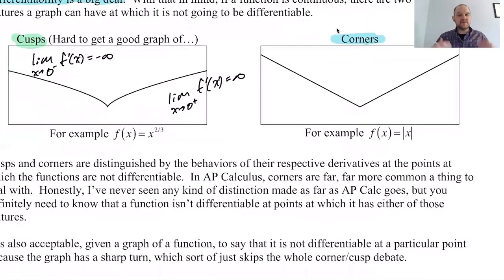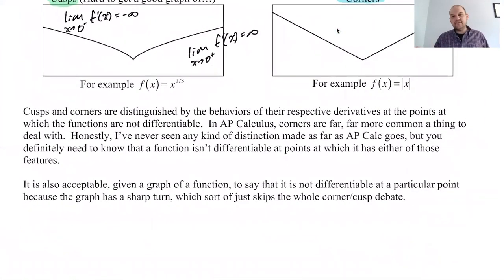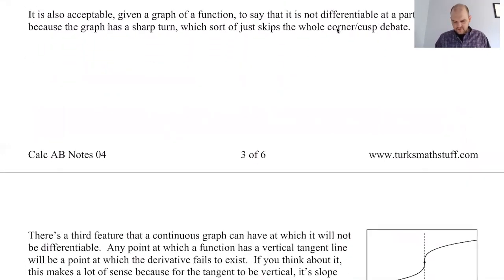So corners and cusps are definitely places that visually you can tell a function will not be differentiable, but will be continuous. So continuous, not differentiable. So in my experience on the AP exam, they never distinguish between these. I don't even think they really use the words. Sometimes you are given a graph of a function and asked to identify places where the function is not differentiable. You can usually just say not differentiable at x equals 0 because there's a corner or a sharp turn, whatever. Keep those in mind. So those are two of the features.